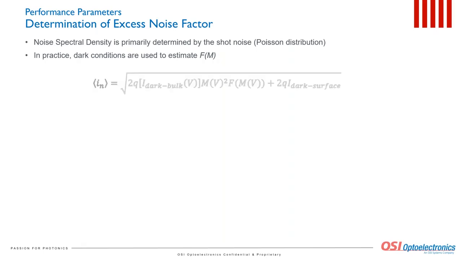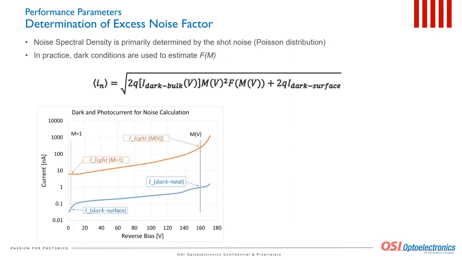The figure shows parameters required to estimate the F factor. They include the light and dark currents at both the unity gain and the gain of interest. Only the bulk portion of the dark current is going to be multiplied in the avalanche region. The surface dark current is not multiplied. In many cases, we can assume that the surface dark current does not depend on the applied bias, in which case the estimation of the F factor will be greatly simplified.